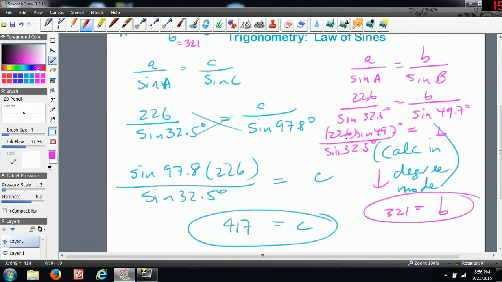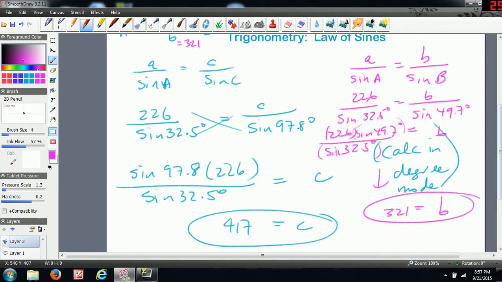Then multiply that decimal by 226 and then divide by, and then sometimes it's better to actually do these parts first, separately, and write the whole decimal down if you want, and then start multiplying. Or you can do it in brackets, so you could do 226 times and then put sine 49.7 in brackets on your calculator. That's probably a better idea. Divided by sine of 32.5, which should also be in brackets in your calculator. I should have mentioned that, because if you don't put these in brackets, you could get the wrong answers.